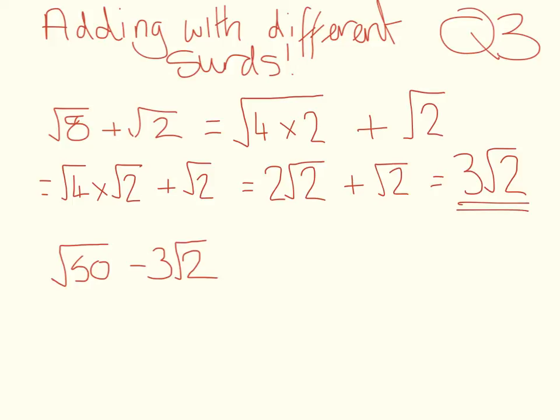Okay, so what you're doing is looking to see if you can simplify one of those surds until you have the same surd in each term. So in this case, I've got square root 2 in each term by the end.